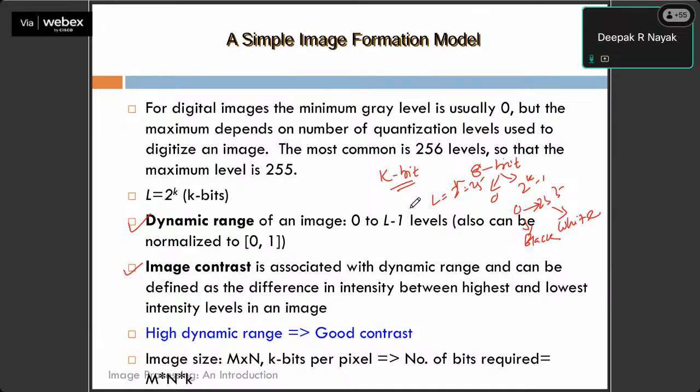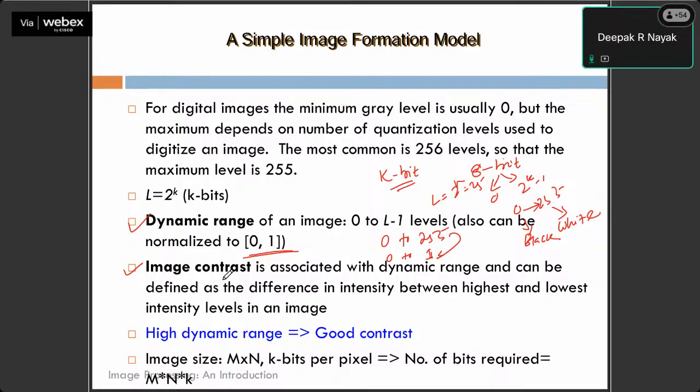That's the range we are using here for the whole 8-bit image, which can be easily normalized to 0 to 1. In some applications, you may be required to convert the pixel values, or the intensity values, from 0 to 255 to 0 to 1. There are very simple procedures to convert from one to the other. You can just divide all the pixel values by 255, so you'll get values from 0 to 1. That's the simplest way to convert from 0 to 255 to 0 to 1.